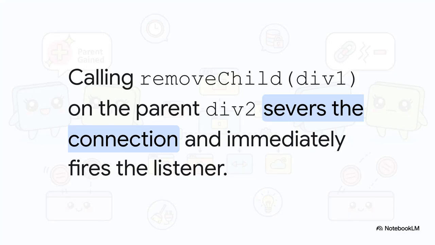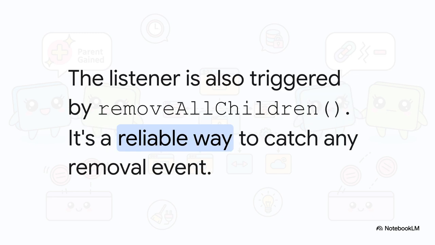And there's the trigger. When our code tells the parent, div2, to remove div1 as a child, that connection is instantly broken. And as soon as that happens, the listener on div1 fires, and we see our addParentLostListener invoked message. Simple as that. Oh, and it's worth pointing out, this doesn't just work for a single removeChild call. If you were to tell the parent to get rid of all its children using removeAllChildren, the ParentLostListener for div1 would still fire. It's really reliable.